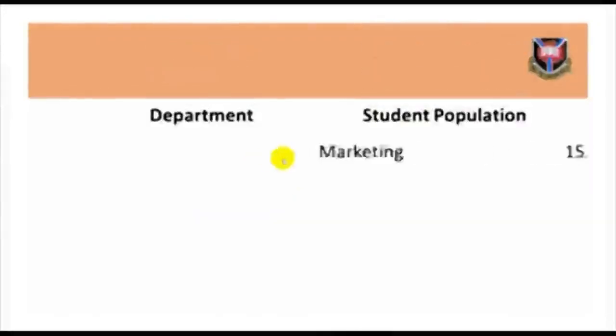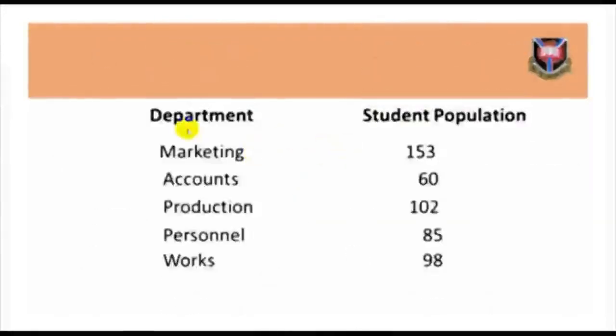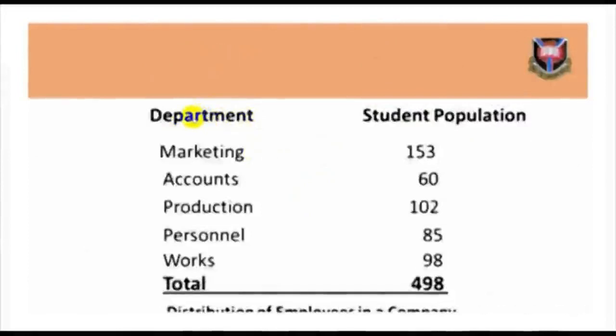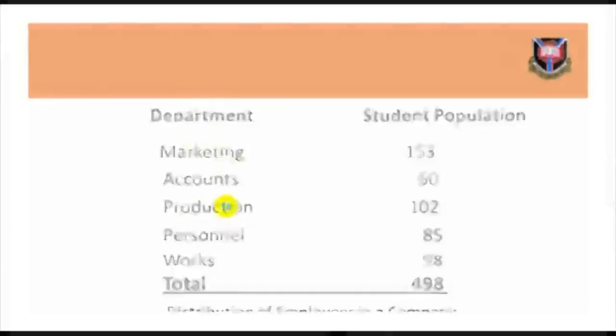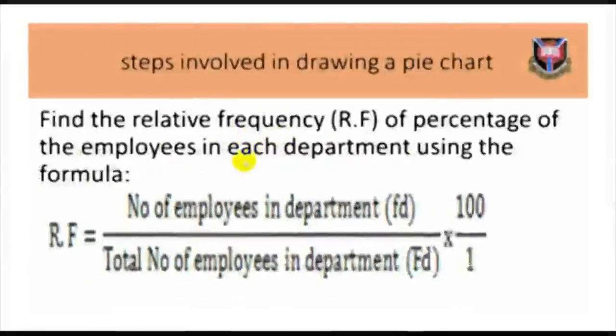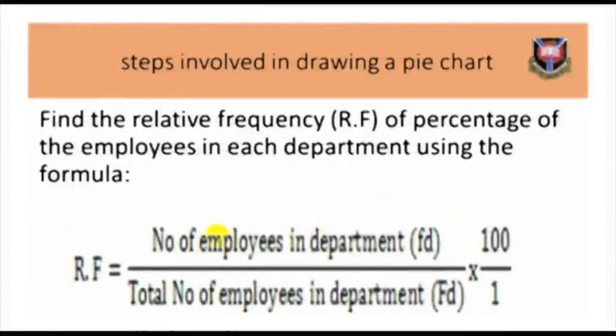Using the example of the number of employees in the various departments of a company, see Table 8.1. The steps involved in drawing a pie chart are provided after the table. 1. Find the relative frequency or percentage of the employees in each department using the formula RF equals number of employees in department, FD, over total number of employees, times 100 over 1.